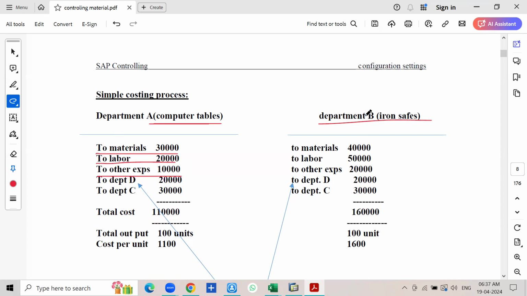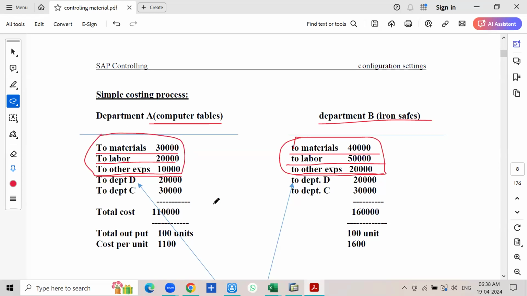Coming to department B. In department B, we manufacture iron safes. For the iron safes, the raw material is iron sheets. When we purchase the iron sheets, that is directly identified with department B. To materials, 40,000. Then there are workers directly engaged in manufacturing iron safes in department B, so the salaries and wages paid to those people are directly posted to department B. So to labor, 50,000. To other expenses, 20,000. These are the direct expenses for department B, and these are the direct expenses for department A.